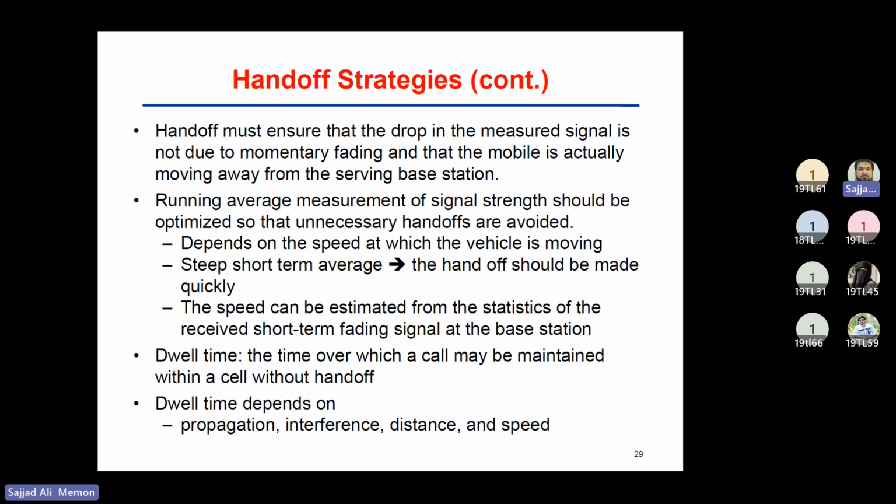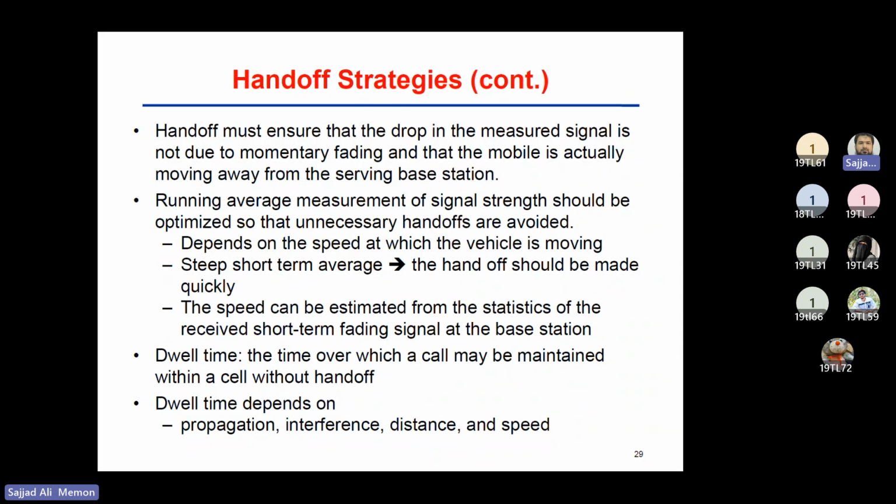So speed can be estimated from the statistics of the received short-term fading signal at the base station. And then we have dwell time, the time over which a call may be maintained within a cell without handoff. If you know the speed, you can calculate the dwell time of that particular user, and accordingly make quick decisions for the handoff, so that the call is not dropped as the vehicle moves very fast from one location to another, or from one base station to another. Dwell time depends on propagation, interference, distance, and speed. From these four parameters, we can calculate the dwell time. Based on that, we will initiate the handoff, and the speed of handoff will depend on the shortness of the dwell time.